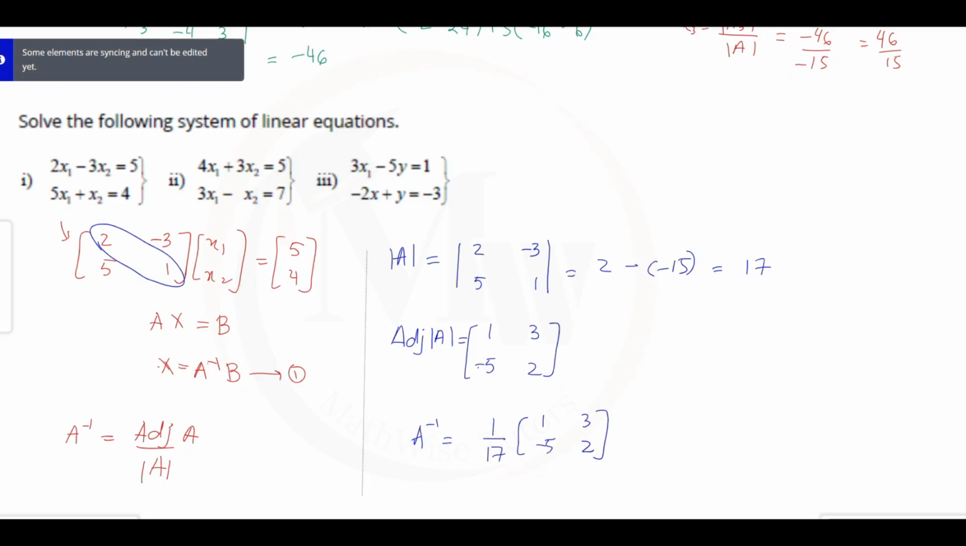The A determinant is here, so let's find what X is, because our task is to find the variables, and the variables are actually the X matrix. So the X matrix can be found by A inverse times B.